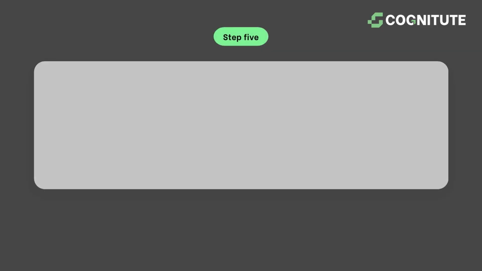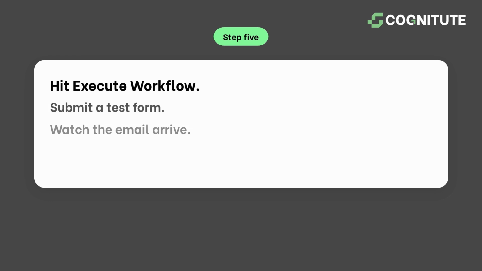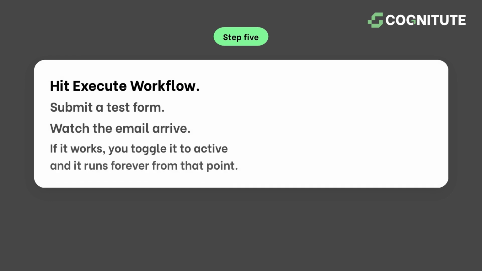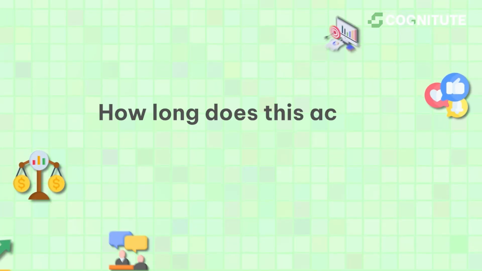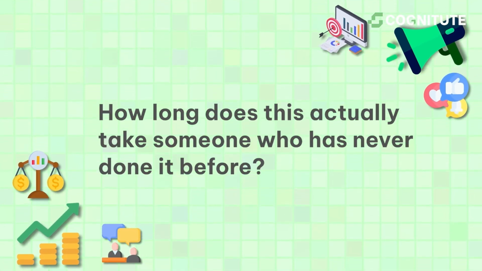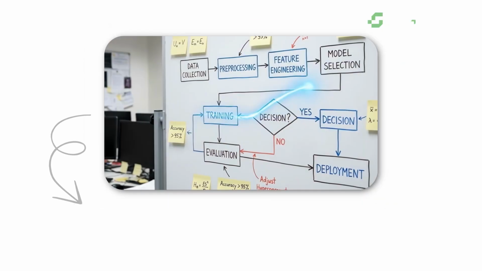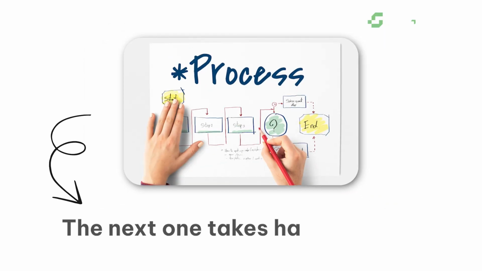Step 5. Hit execute workflow. Submit a test form. Watch the email arrive. If it works, you toggle it to active and it runs forever from that point. How long does this actually take someone who has never done it before? Honestly, the first workflow is under 30 minutes. And once you build one, the next one takes half the time.